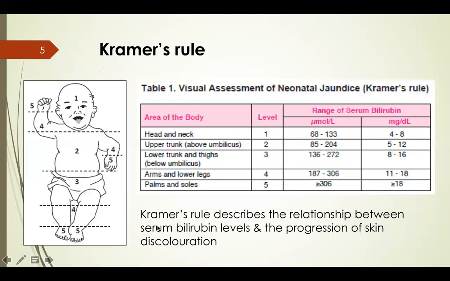Dr. Anissa asked about Kramer's rule. This one is Kramer's rule. Very easy. Head to neck is 5. Upper trunk is 10, lower trunk to thigh below the umbilicus is 15, arm and lower limb is 20, palm and sole is more than 20.